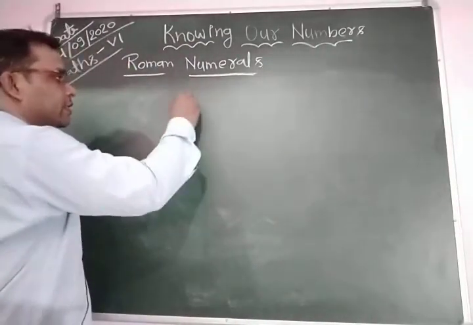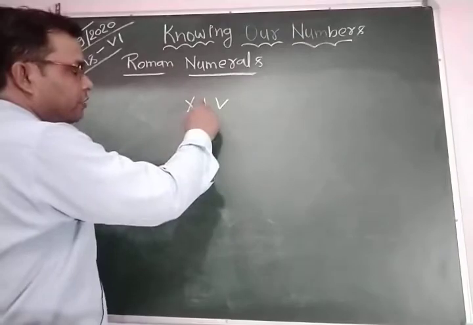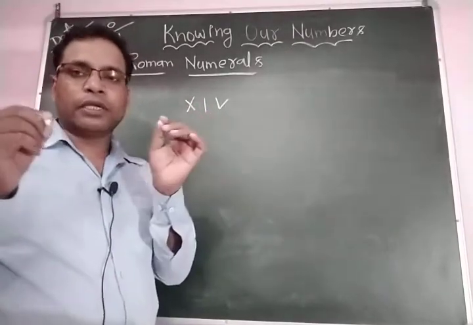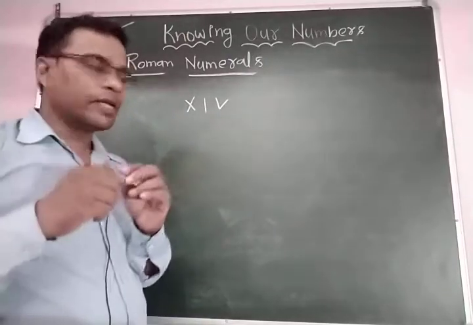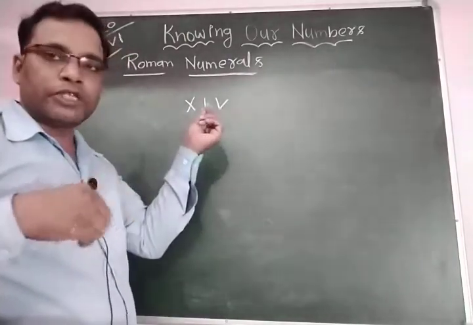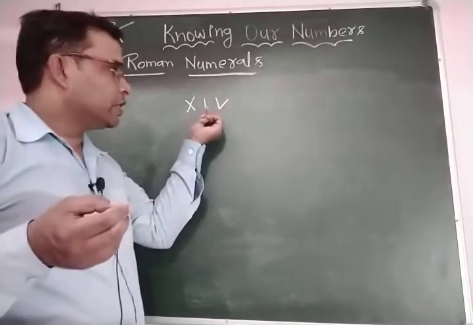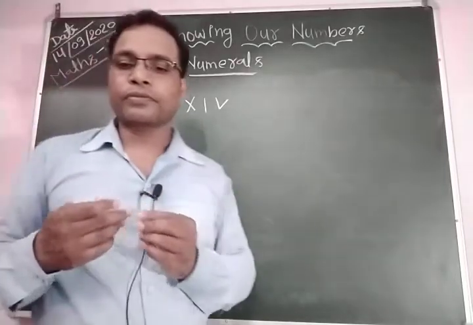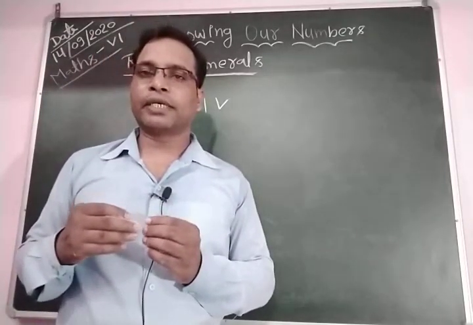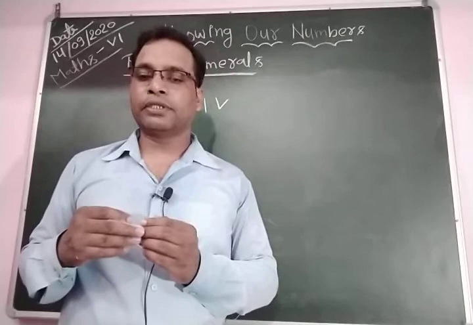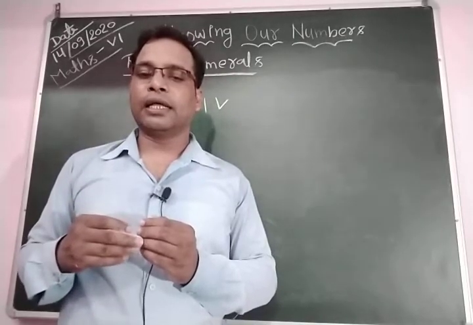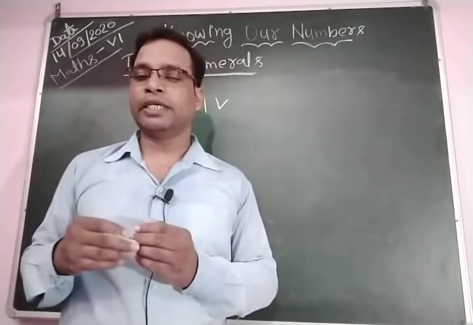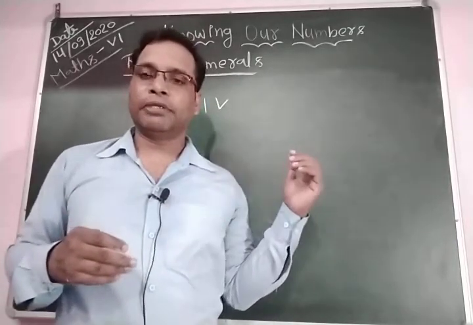This is X I V. Here you can see I is the symbol of smaller value. This is written between the two symbols of greater values. So the symbol of smaller value is subtracted from which number? The number which comes immediately after the symbol of smaller value. Its value is subtracted from the symbol of greater value which comes immediately after the symbol of smaller value.